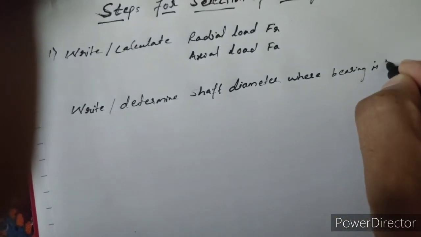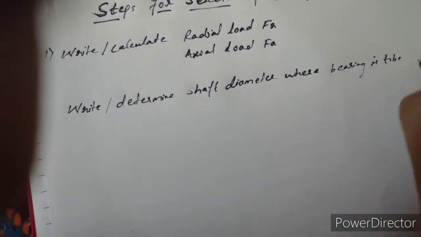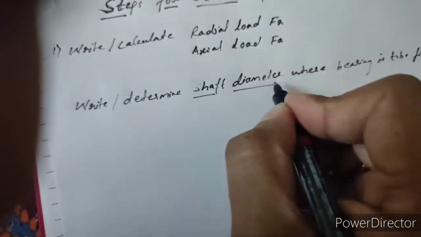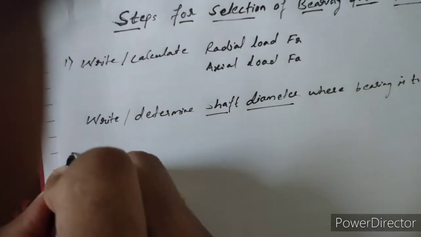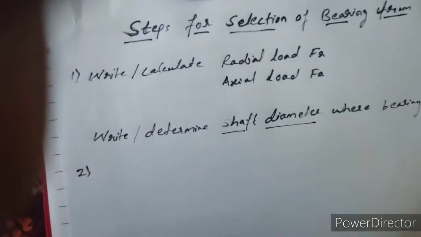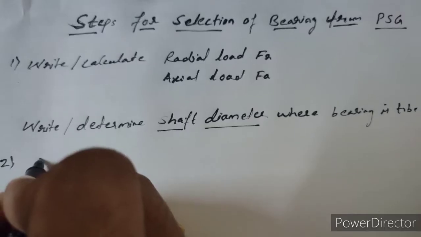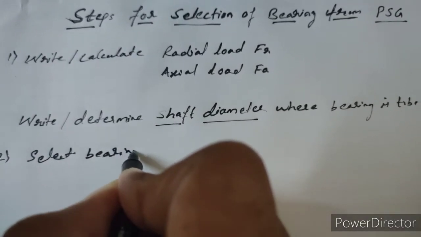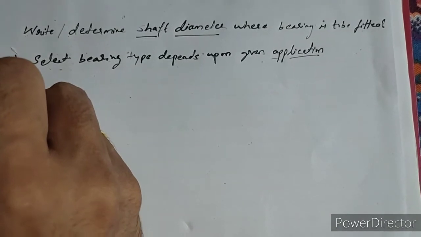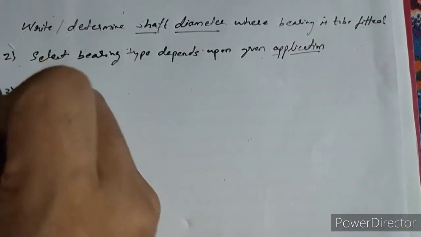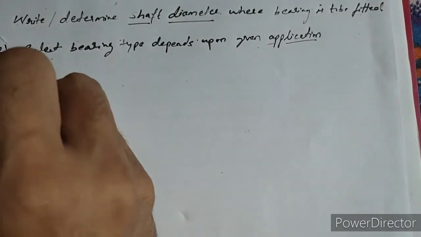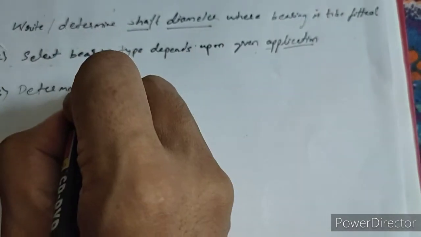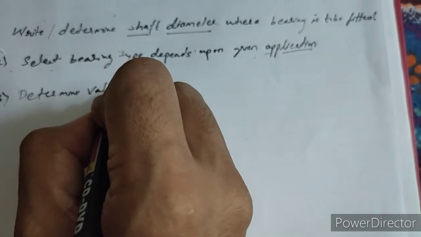Then the second step: we have to select the bearing depending upon the given application. It is given in PSG 4.1, where different applications are given, and according to that we have to select one bearing. Then third step, determine the value of X and Y.